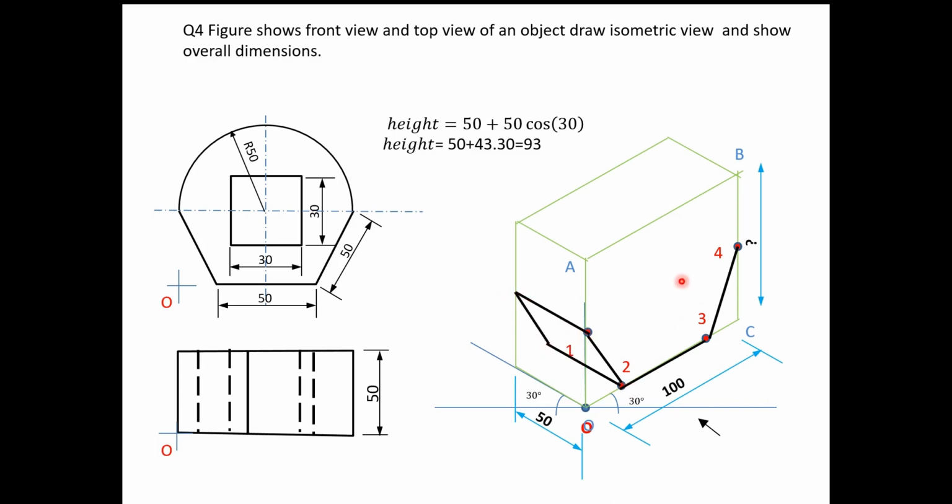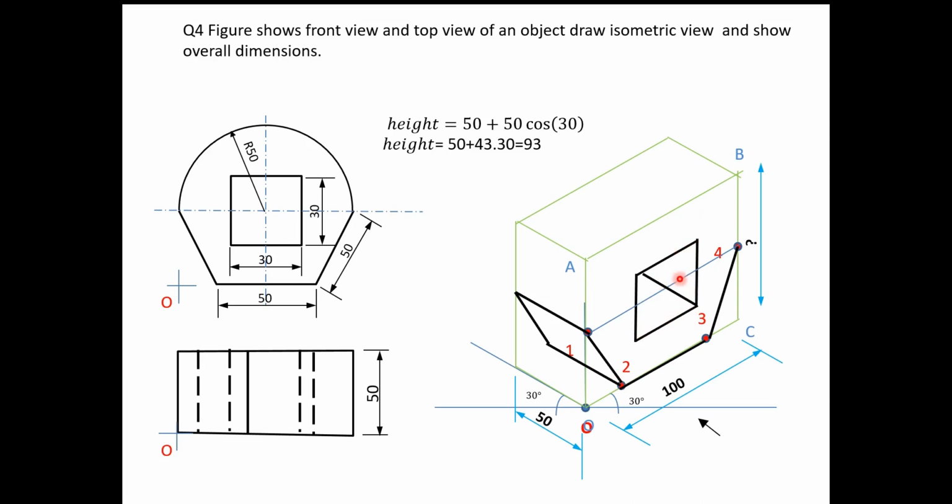Next we have to prepare the square 30 by 30. I will draw the horizontal line from this center. I will mark 15 mm here and 15 mm here, and draw a 30 mm line, 15 mm above and 15 mm below. Join these edges. Again this edge is visible. As we are seeing from this isometric view, this edge is also visible, so I will mark this edge also.